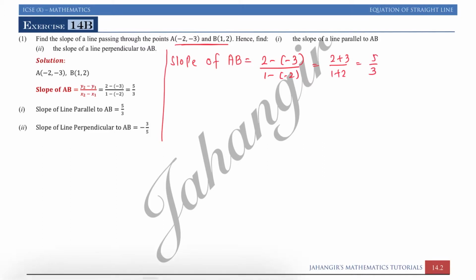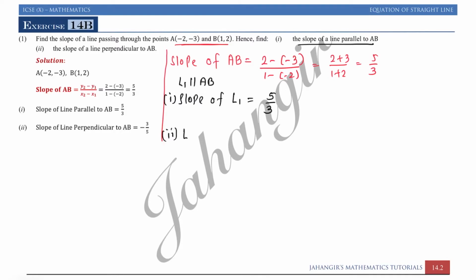In the first case, what we have to find is the slope of a line parallel to AB. If two lines are parallel, if a line is parallel to AB, then both slopes will be equal. So therefore the slope of, let's say, L1, which is the line parallel to AB, is equal to 5 by 3 because the two lines are parallel.